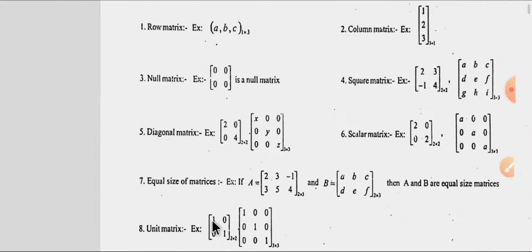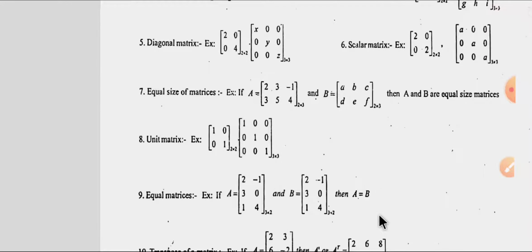Next, equality of matrices. Two matrices are said to be equal if and only if their corresponding rows and columns are equal. For example, suppose A is a matrix of order 2 by 3, and similarly B is of order 2 by 3. Then we say that A and B are equal if and only if their corresponding elements are the same, that is 2 equals a, 3 equals b, and so on.